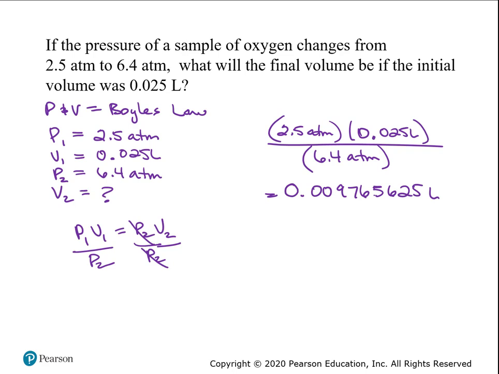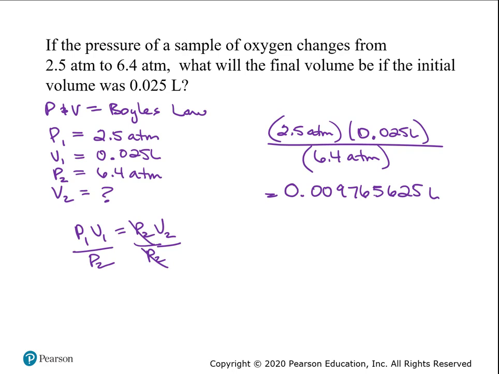Okay, so if the pressure of a sample of oxygen changes from 2.5 atmospheres to 6.4, what is 2.5 atmospheres? Pressure. Is it 1 or 2? It's not V1, it is P1. Atmosphere is pressure, so it's P1, and then 6.4 atmospheres is P2. Then what will the final volume be if the initial volume was 0.025 liters?